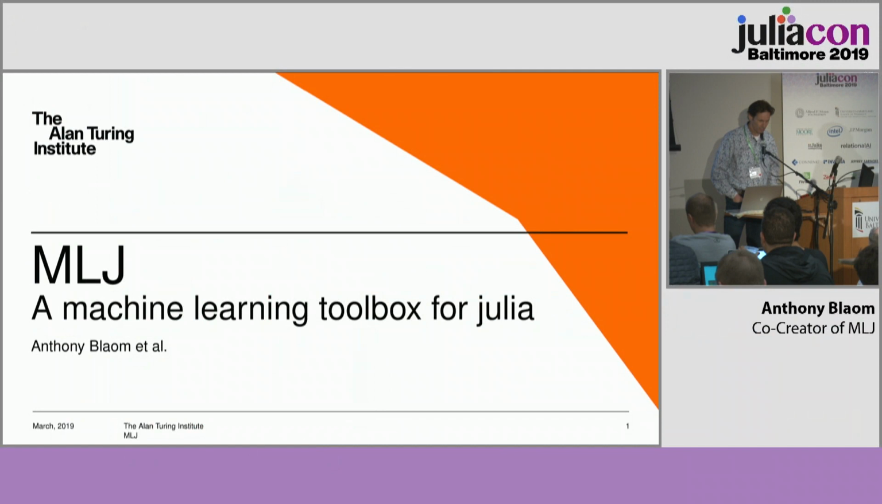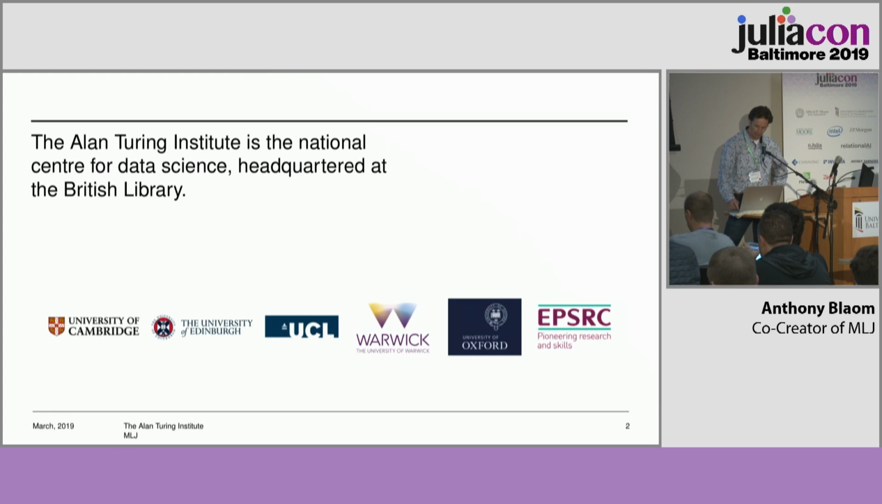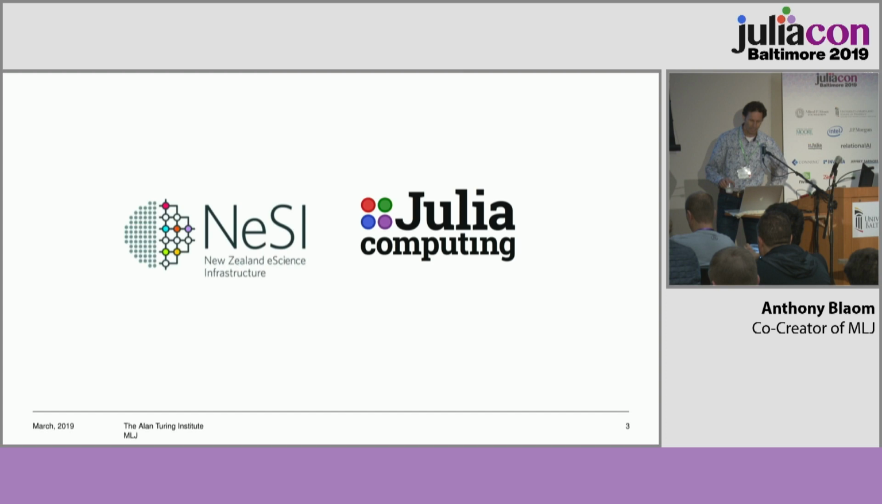So thank you very much, and my thanks to the organisers for giving us a chance to report on this project. So this is an open source package for doing machine learning in Julia. It's been funded by the Alan Turing Institute in cooperation with an institute in New Zealand called NESI and Julia Computing. The Alan Turing Institute seems quite happy with this project. It's now their top, most starred repo, which I guess is good for Julia. And they've just renewed our funding, which is kind of nice.